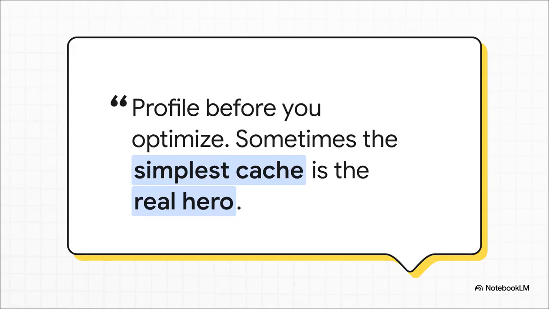And that really brings us to the final, most important piece of advice. Before you go building some crazy, complex solution, just profile your code. Find out where it's actually slow. Because, as we saw today, you might just find that the simplest fix, that little humble cache, is the real hero of the story.